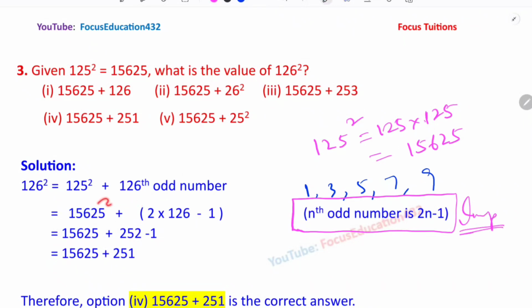Now for the 126th odd number, the n value is 126. So 2 multiplied by 126 minus 1, because it is 2n minus 1. 2 multiplied by 126 is 252, minus 1, is 251.